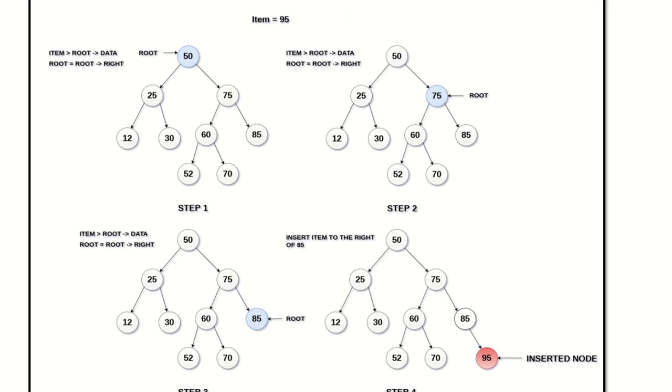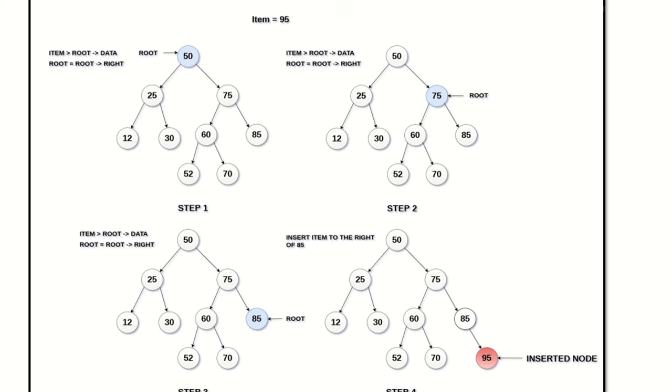So now we have created a binary search tree with 9 elements. Suppose we need one more element to be inserted. What do we do? Look at this example. Imagine that you need to insert an element 95 in an already existing binary search tree.